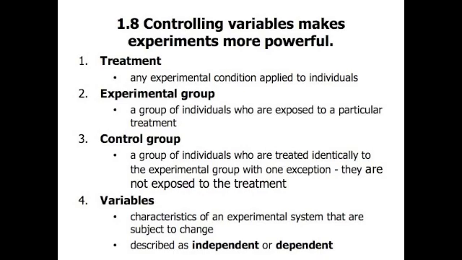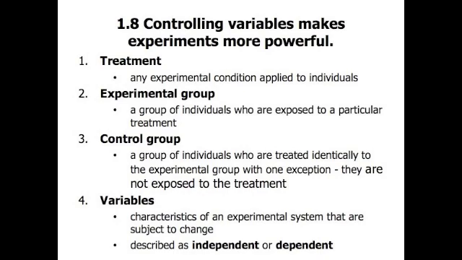The experimental group is a group of research participants who are exposed to a particular treatment. For example, the individuals given echinacea rather than the placebo in the experiment described earlier. It is sometimes referred to as the treatment group. A group of research participants who are treated identically to the experimental group, with one exception, they are not exposed to the treatment, is called the control group. An example would be the individuals given the placebo rather than the echinacea.